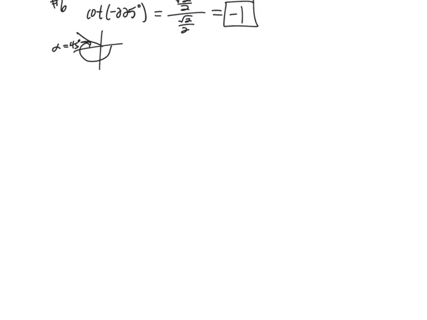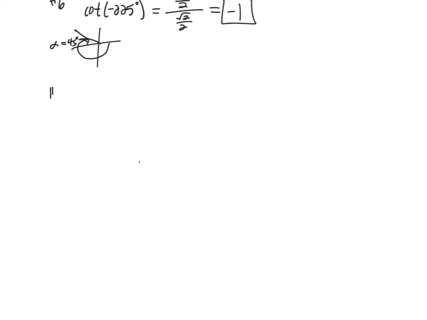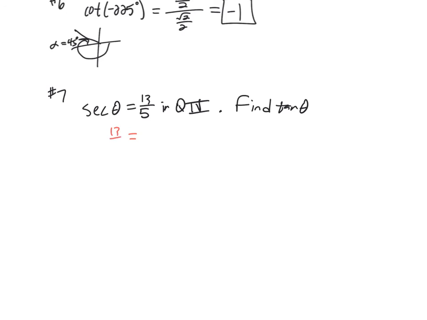And one other problem here, number 7. Okay, so this problem gave us a trig ratio of secant. So secant theta is 13 over 5 in quadrant 4. And we need to find tangent theta as a simplified ratio. Okay, so we're going to use this secant, 13 over 5, that's r over x.